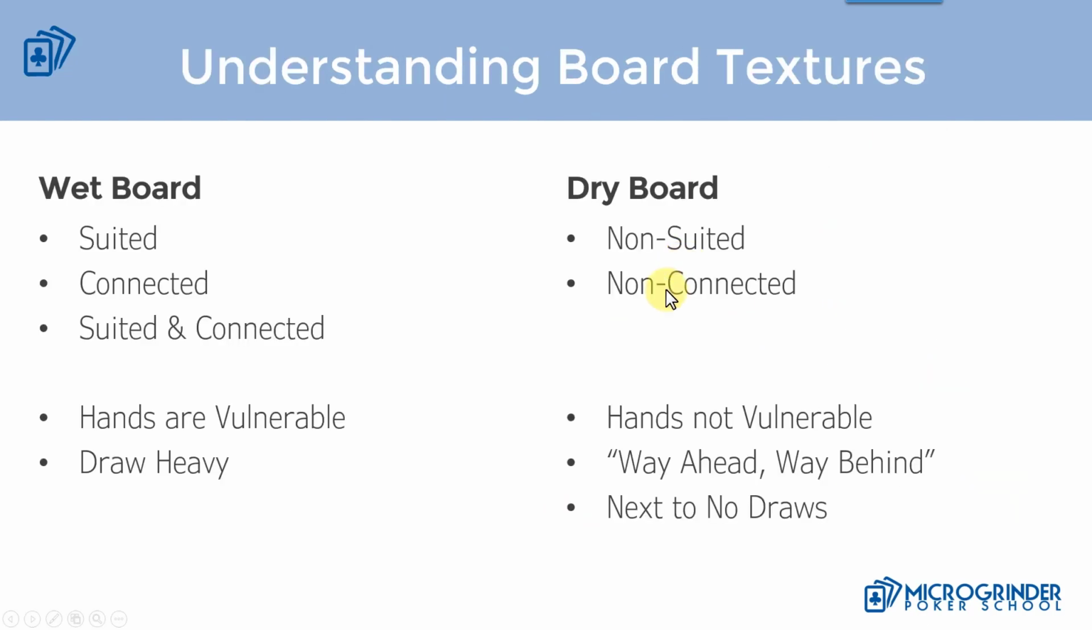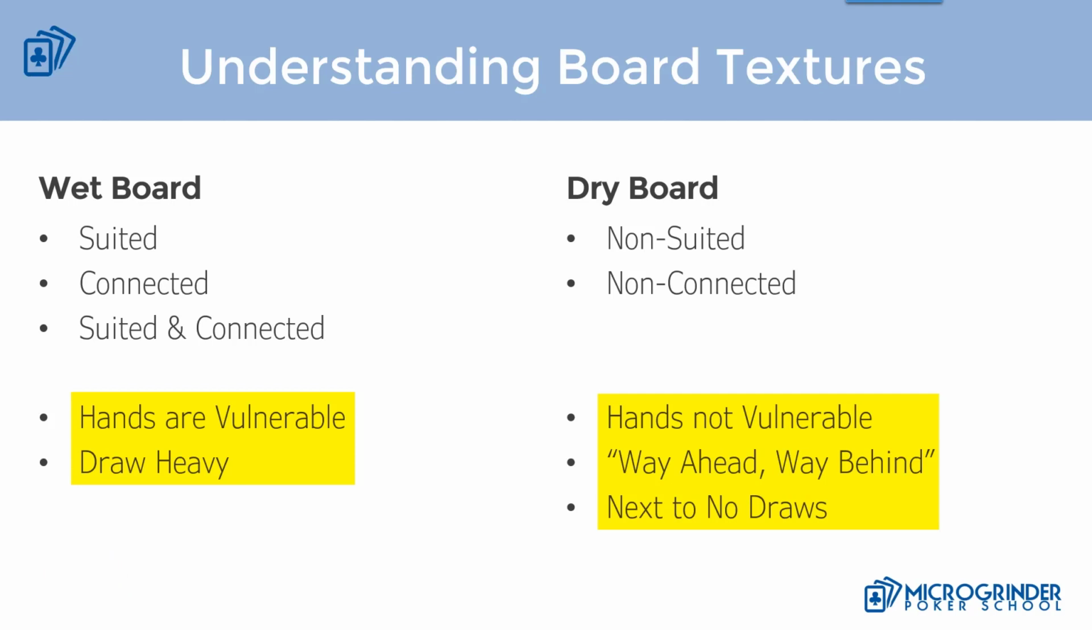And let's go back to the first slide. Wet boards are going to be very vulnerable because they are draw heavy boards, right? Our value hands are vulnerable to all these potential draws. But on the flip side, our hands aren't vulnerable because there are next to no draws on a dry board.